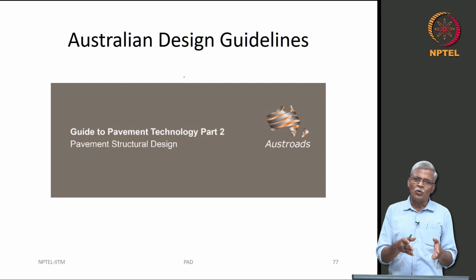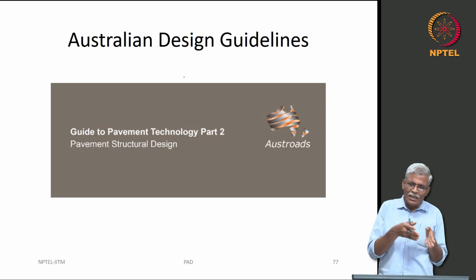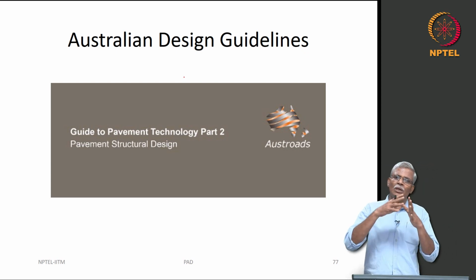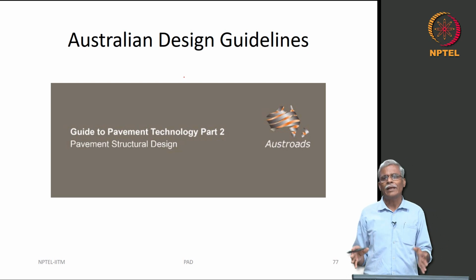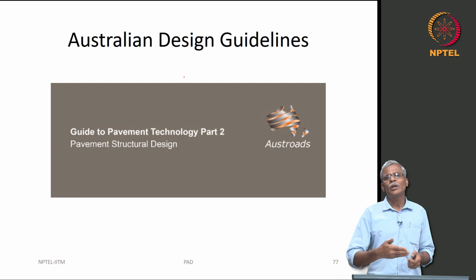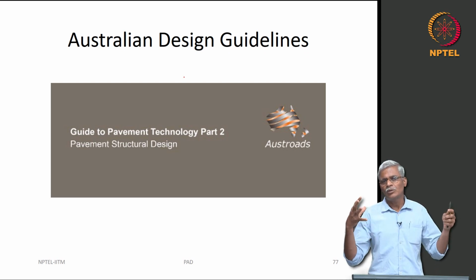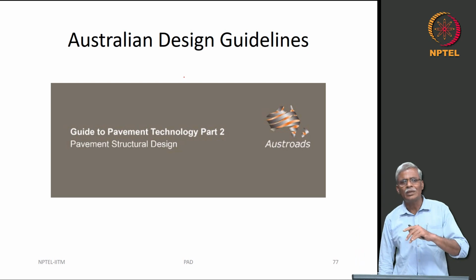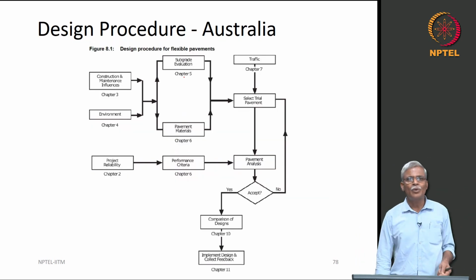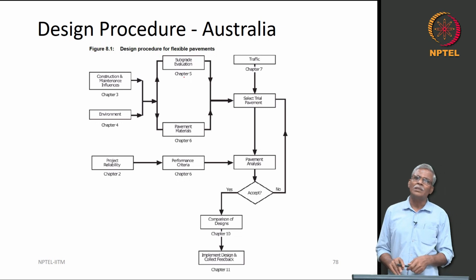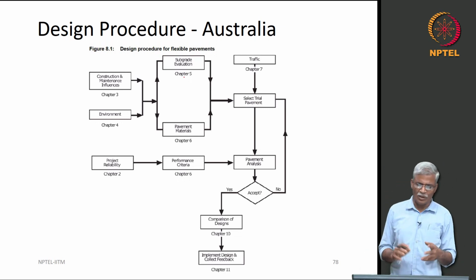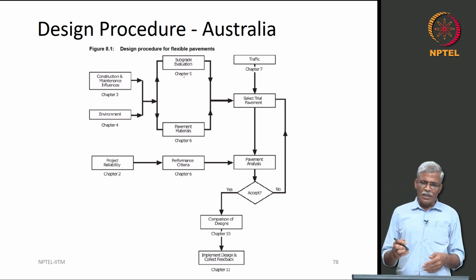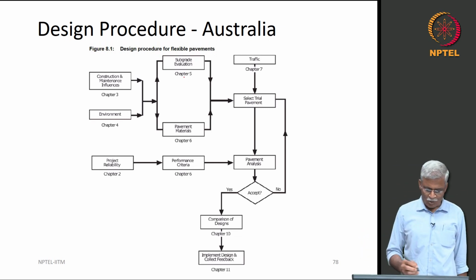And here what I am going to do is, I am going to take this particular approach and show you a brief outline, and in fact you can actually teach around 8 to 10 hours only specifically using the Austroads, but I am not going to do that. Only the idea is to just give you a brief overview. Now, this is the design procedure for the flexible pavement that they have given here. So, each chapter number is also mentioned here.